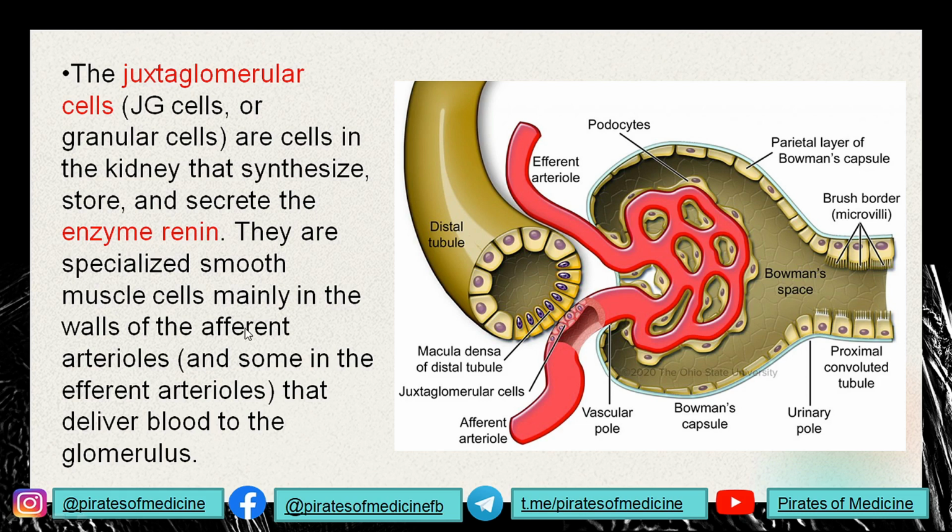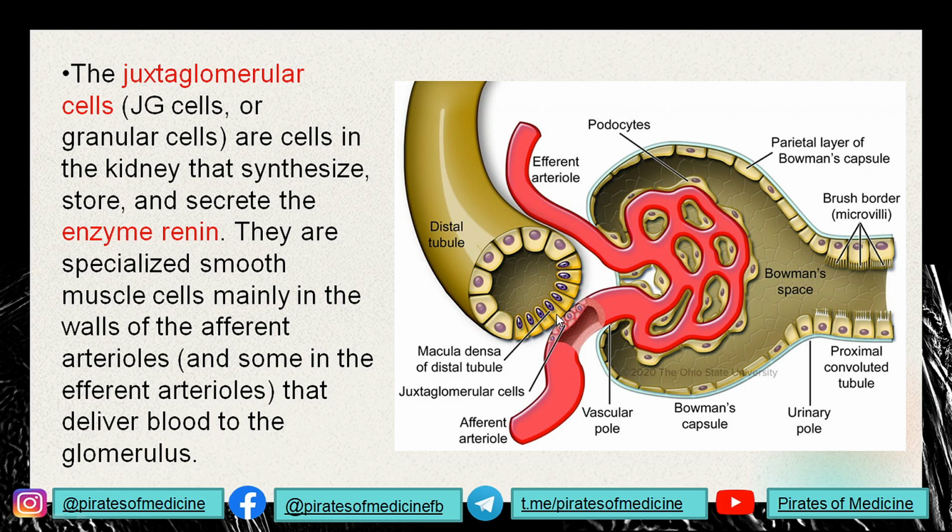They are specialized smooth muscle cells located in the afferent arterioles, and some of them can be located in the efferent arterioles that deliver the blood to the glomerulus. So these are the juxtaglomerular cells over here, next to the distal tubule. Correct? Located mostly in the afferent arteriole.